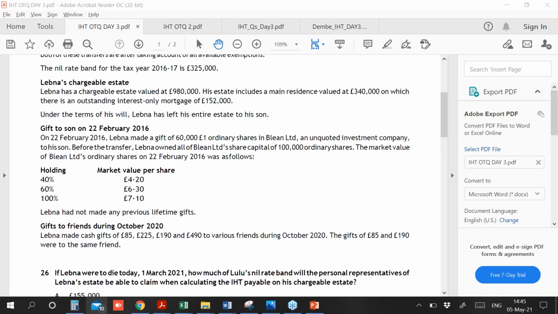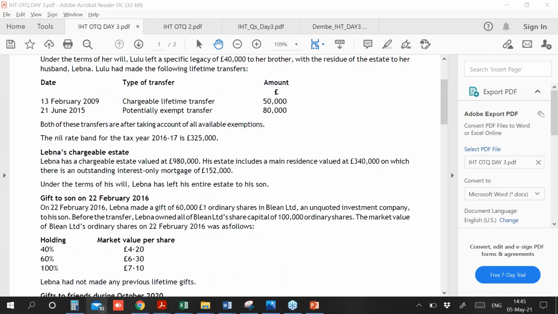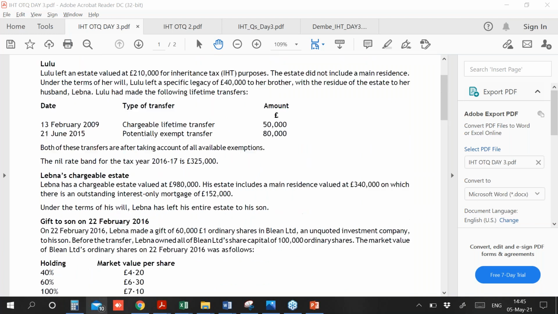Now let's talk about RNRB. I have told you the rule of RNRB in the last question and in this question as well. When Lulu died, in her estate, there was no residence included. However, when Lebna is going to die, in his estate, there will be a main residence of 340,000. I know that Lebna will have his own RNRB, but will he be able to claim Lulu's RNRB? Yes or no?